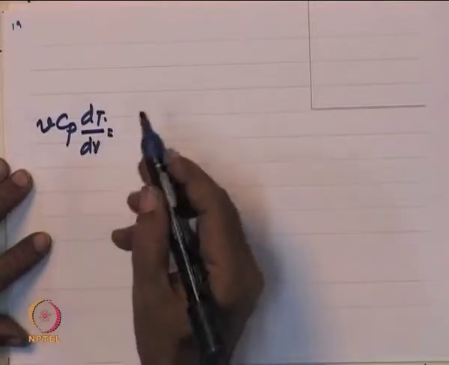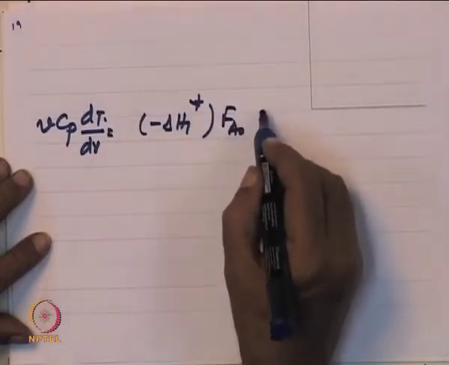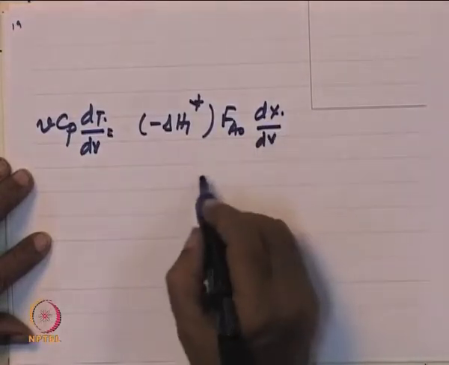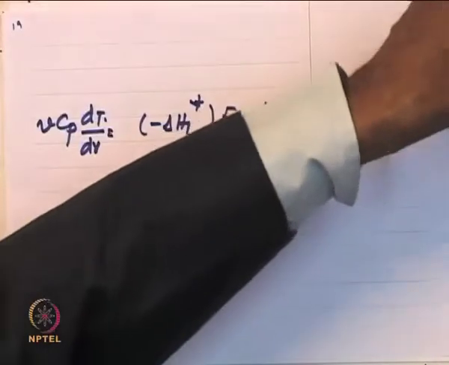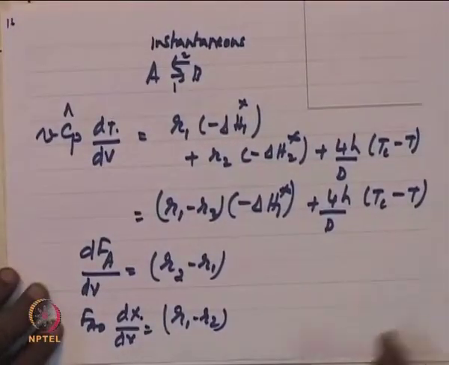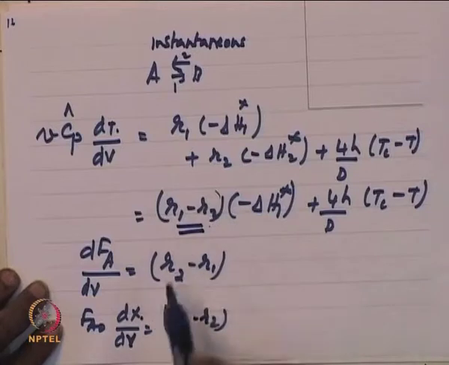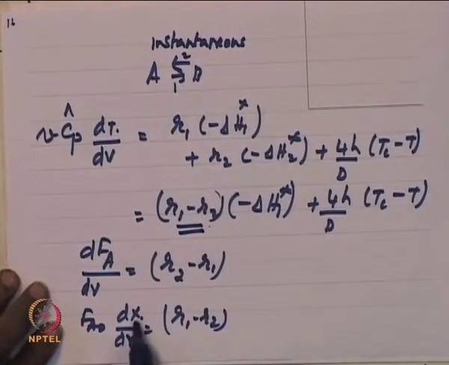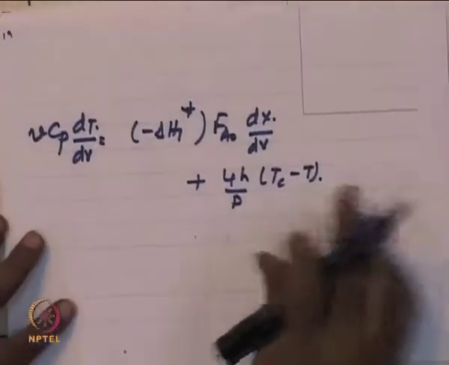The energy balance is V cp dT/dV, okay, equal to minus delta H1 times Fa0 dx/dV, plus 4H by D (Tc minus T). I hope you understand what we are saying. Let us look back and recognize all these things. Please recognize that R1 minus R2 is Fa0 dx/dV, correct? Since we have difficulty in managing R1 minus R2, I have replaced R1 minus R2 from the material balance by Fa0 dx/dV. In other words, our energy balance equation is this. The first term, the R1 minus R2 term, I have replaced with dx.